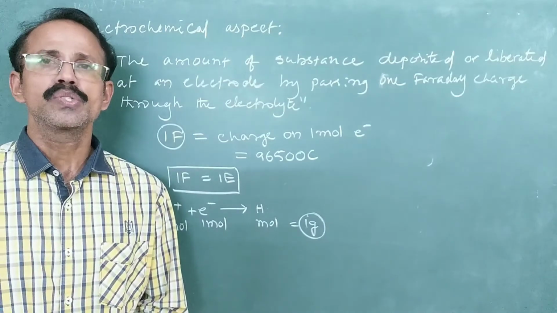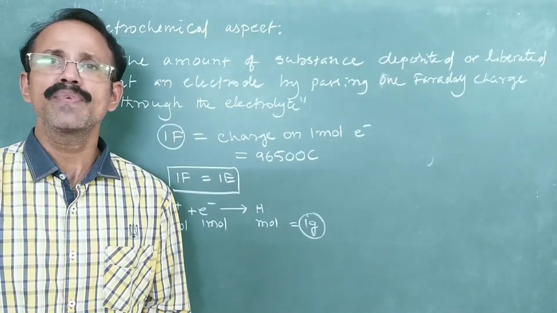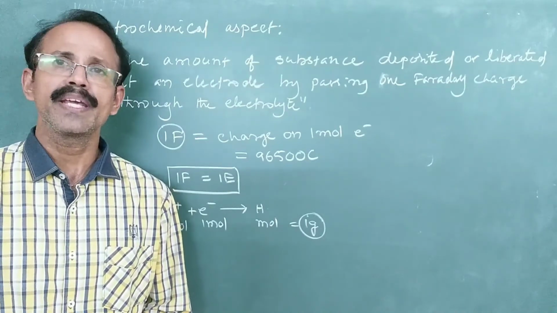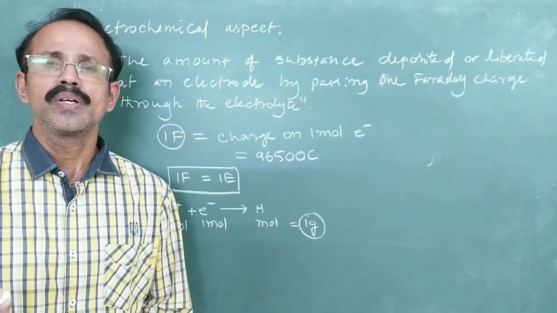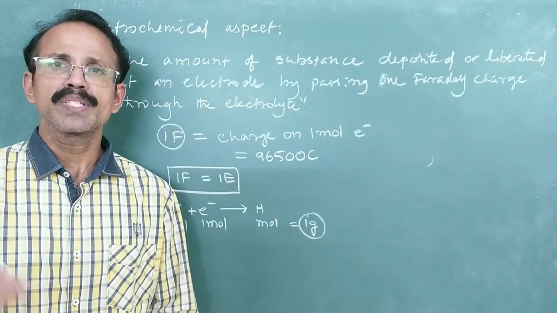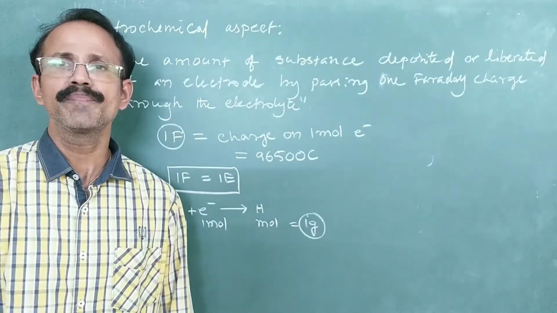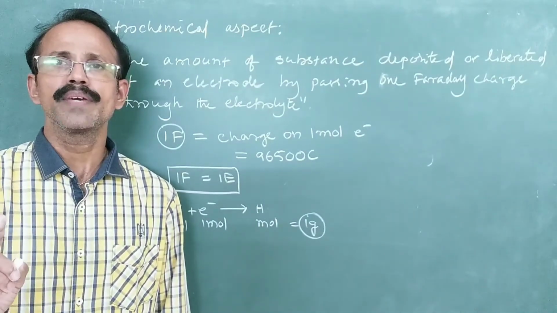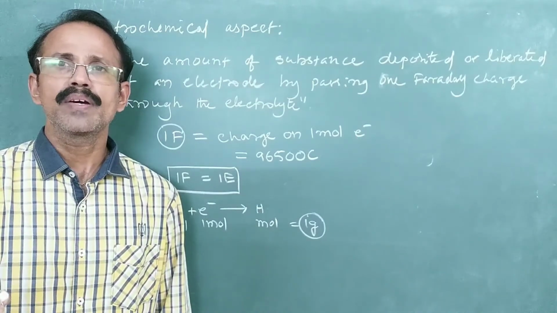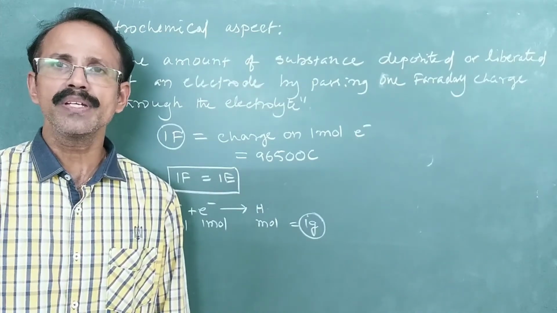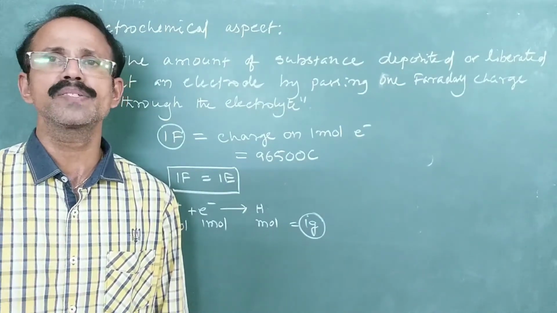So an equivalent amount of charge is required for the formation of 1 equivalent of any other substance. As per the law of chemical equivalence, 1 equivalent of hydrogen combines with 1 equivalent of any other element. So if 1 Faraday of charge is required for the formation of 1 equivalent of hydrogen, an equal amount of charge is required for the liberation of 1 equivalent of any other substance.